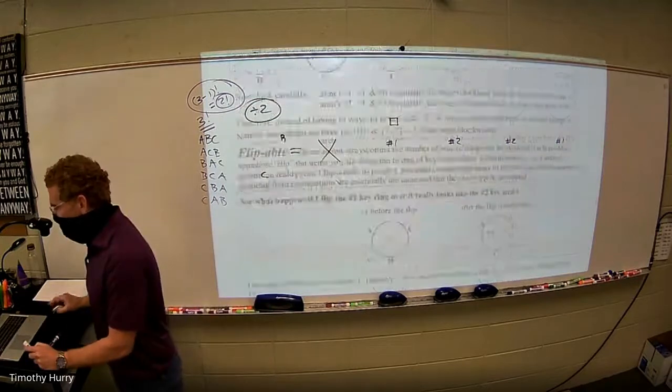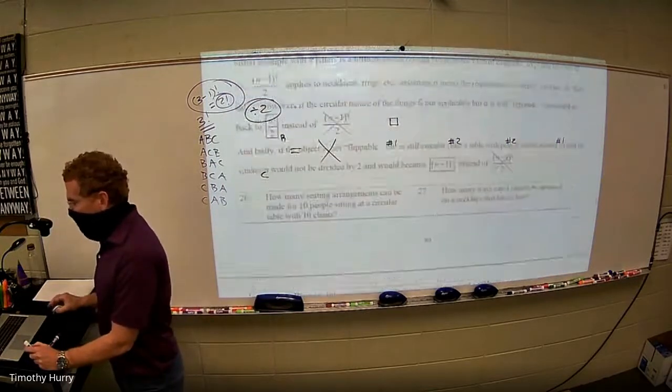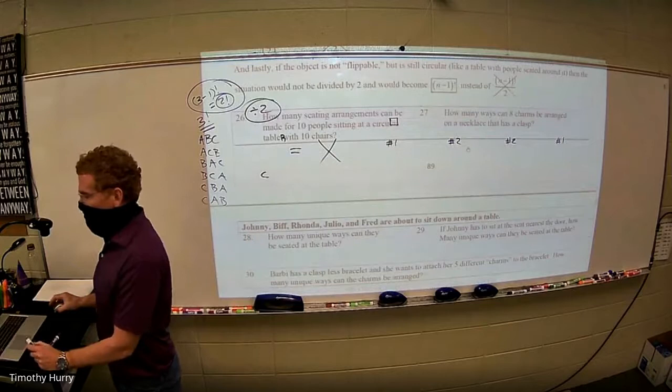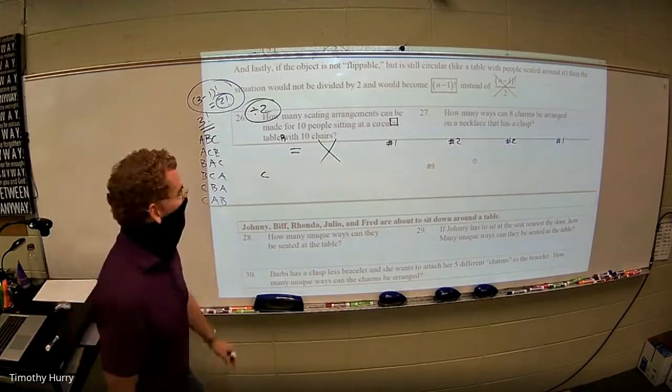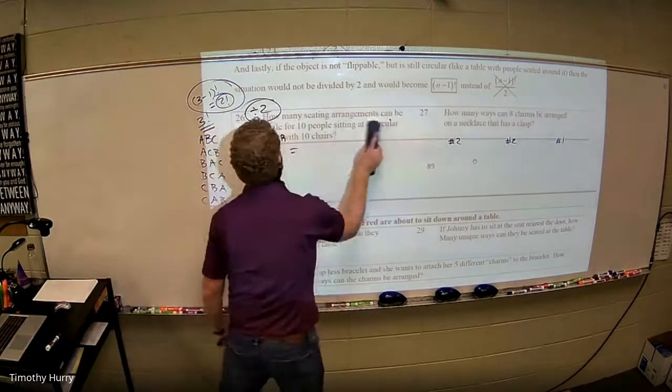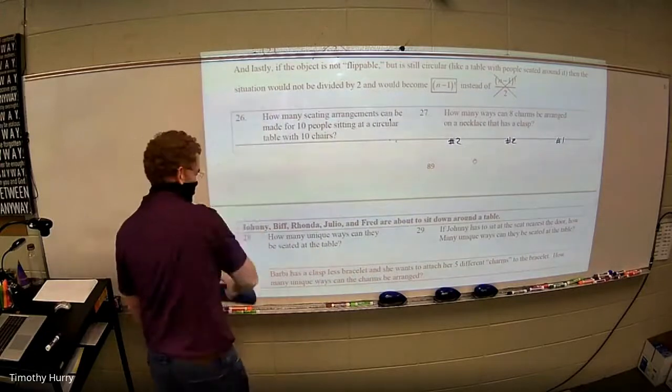So looking at some of these situations, like right here, how many seating arrangements can be made for 10 people sitting at a circular table with 10 chairs?